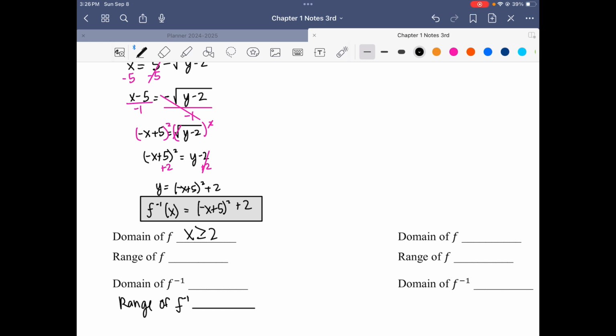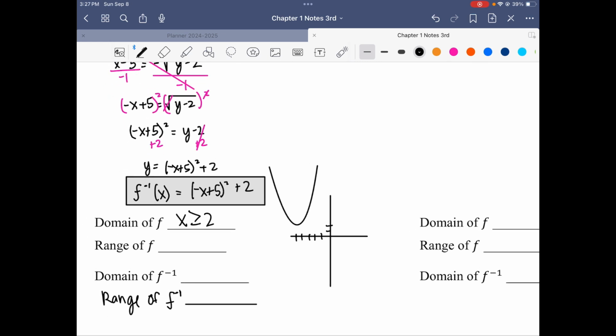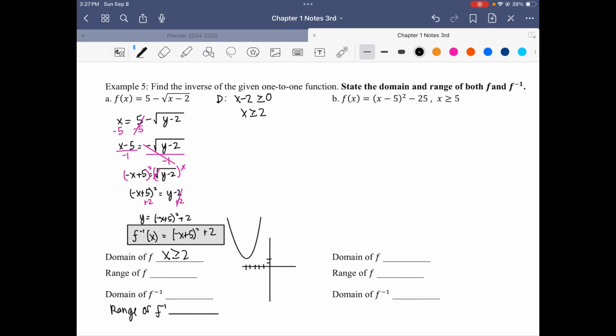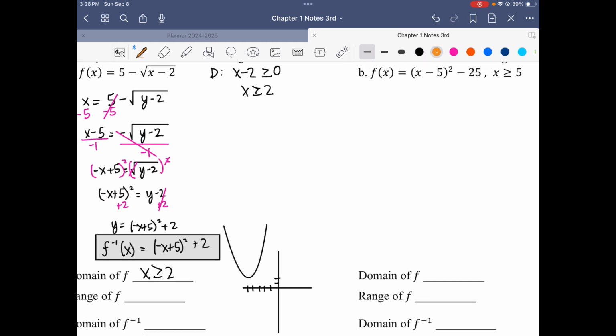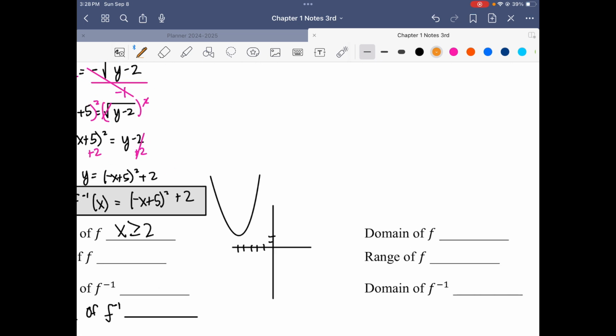We certainly could just go ahead and graph this. So let's try that out. Okay, so this is our parabola after we have shifted it left 5 and up 2. But remember, this is the inverse. This isn't what we started with. So let's go ahead and graph what we started with also. So what we started with was a square root that had been reflected across the x-axis, moved right 2, and down 5. So that's going to look like this guy.